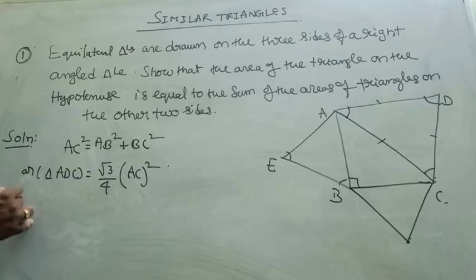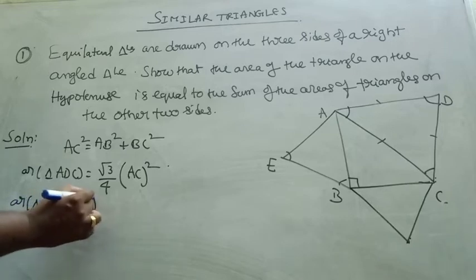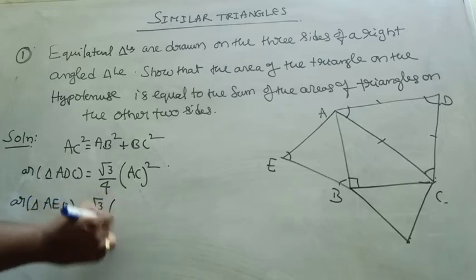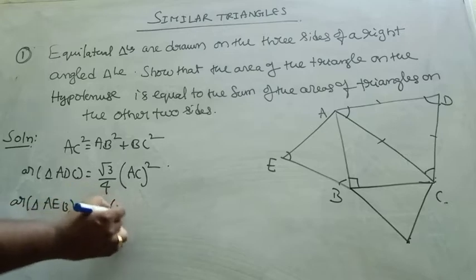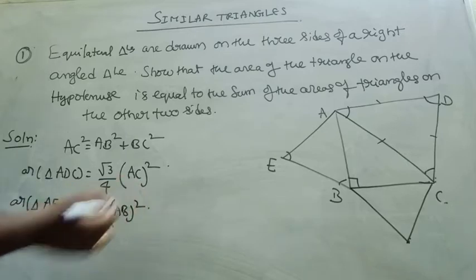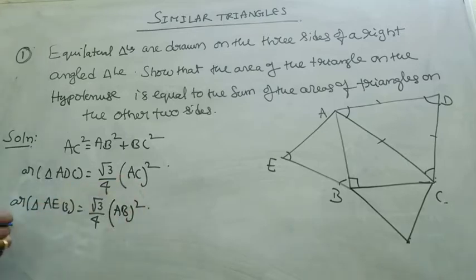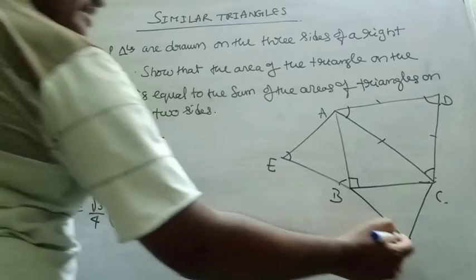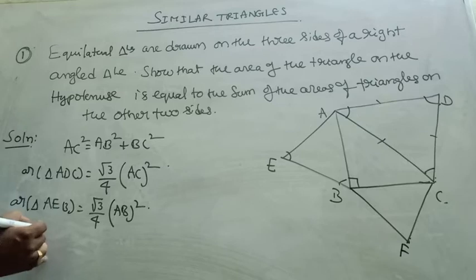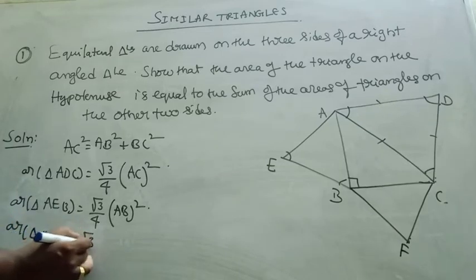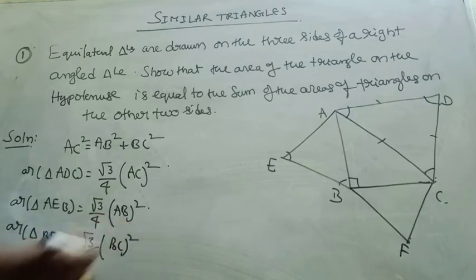Next you have here area of triangle AEB. This is equal to root 3 by 4 into AB whole square. Root 3 by 4 into AB square. Next you have here the area of triangle, let us call this F, area of triangle BFC. This is equal to root 3 by 4 into BC whole square.